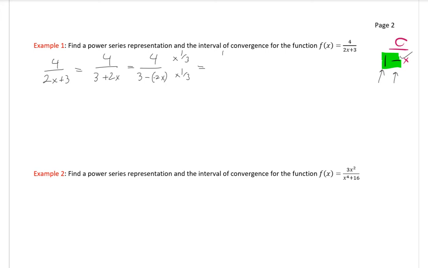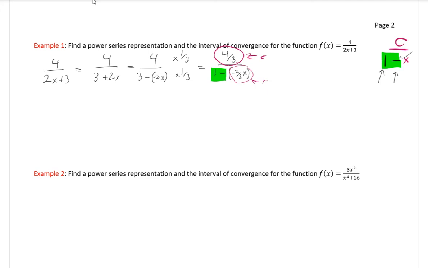If I do that, I get 4/3 on top over 3 times 1/3 is 1 minus negative 2/3 x. Now this looks like the form I'm looking for, specifically that 1 minus part. Everything else is going to be my c and basically r term. So this 4/3 here, that's going to be your c. This is going to be equivalent to your r term, or your ratio, rather.